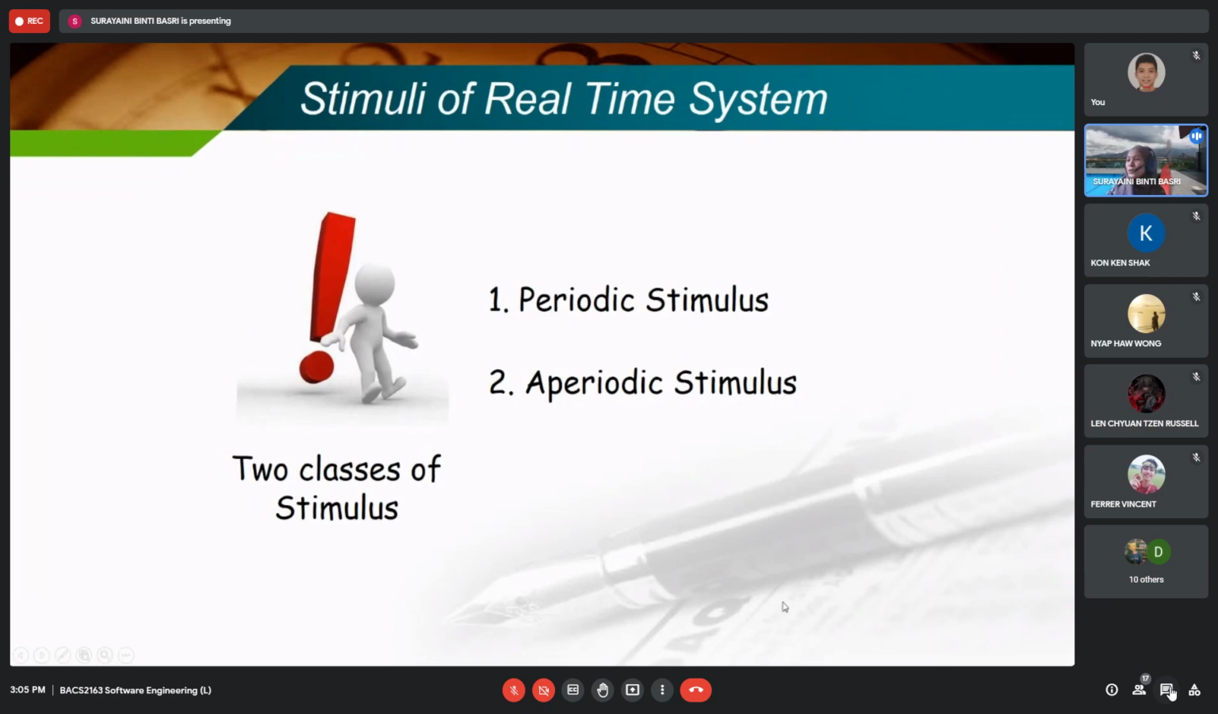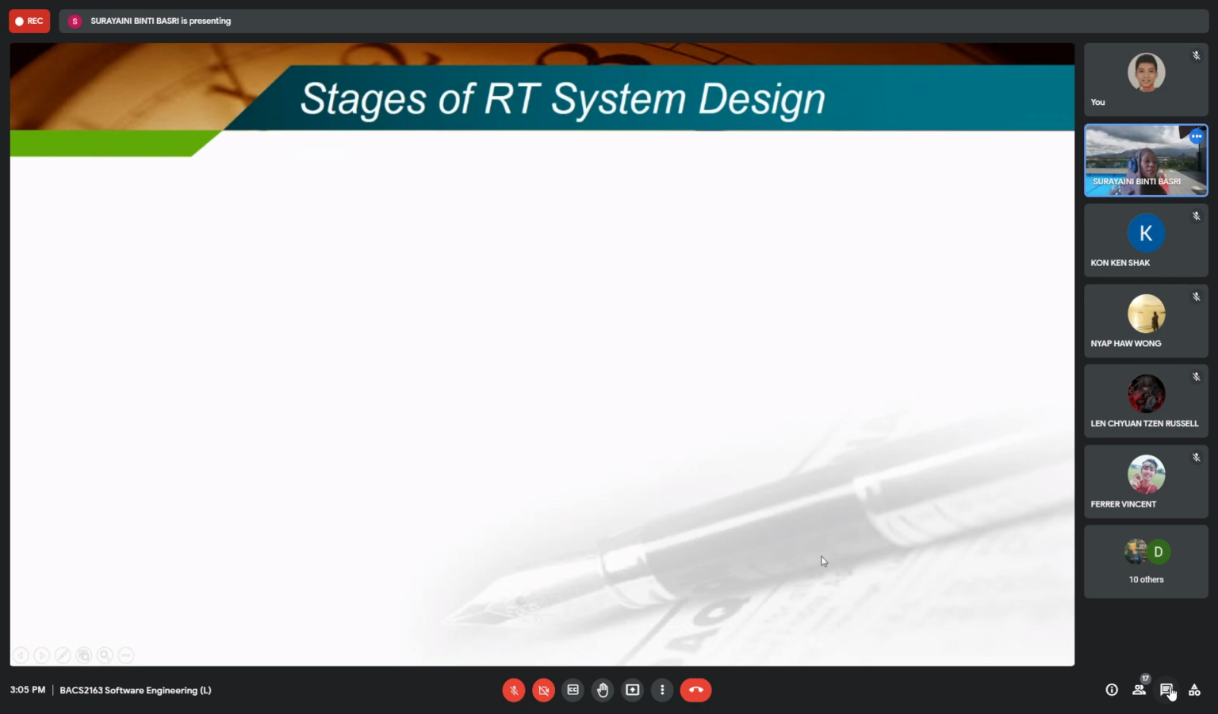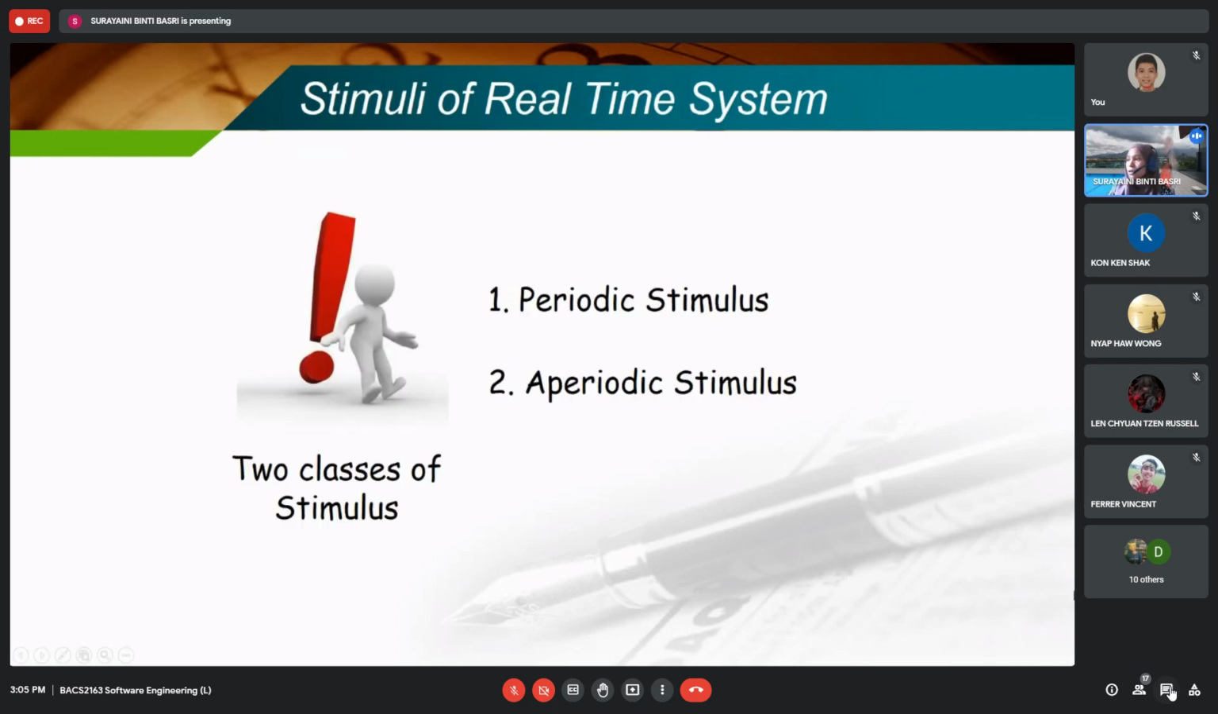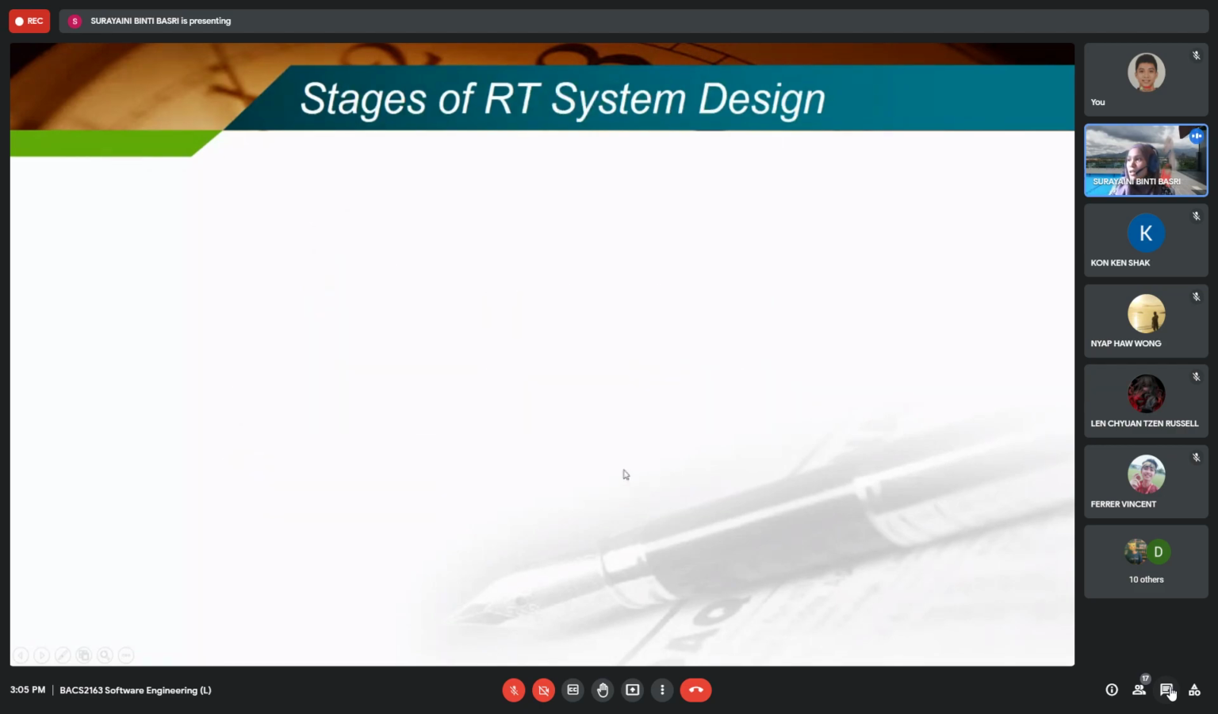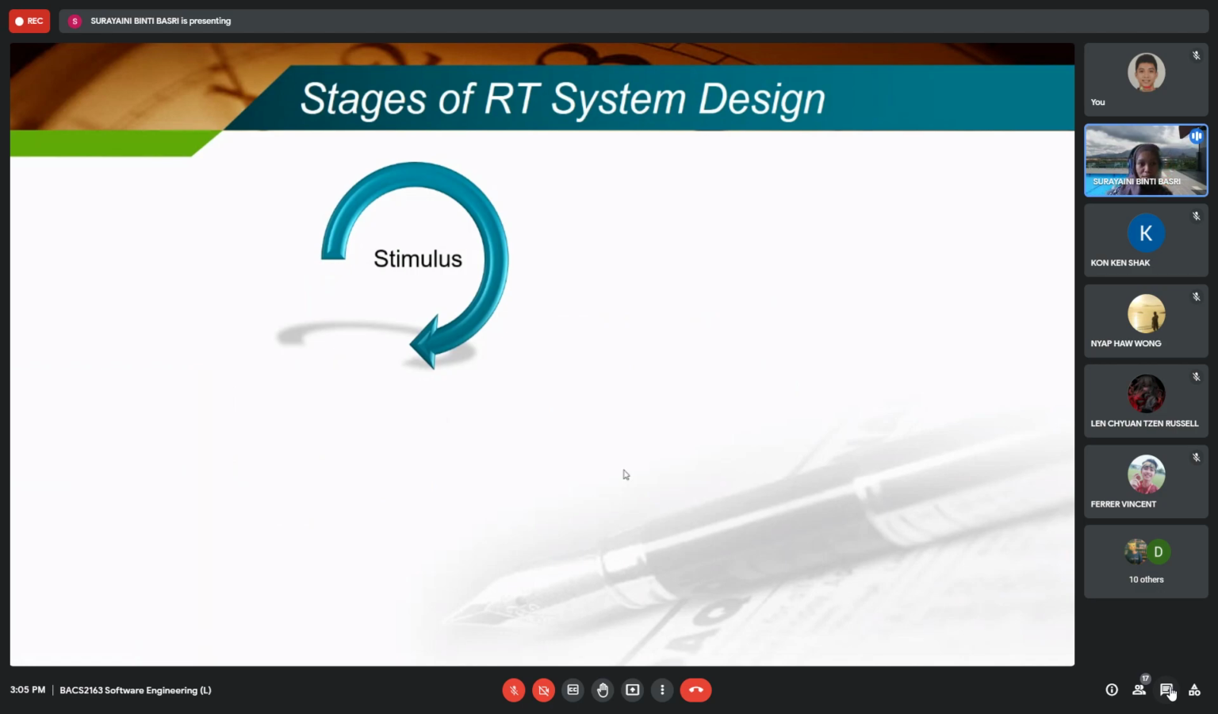Okay, that is because if you see in our slide, it didn't explain more. So you all can remember my explanation. These are the stages of the real-time system design. When you need to design a real-time system, the first thing that you will need to identify is the stimulus of your system, the trigger. What is the external event that will trigger your system?